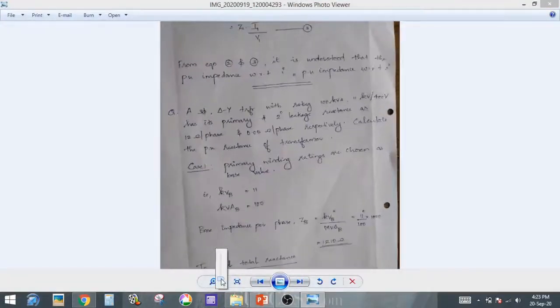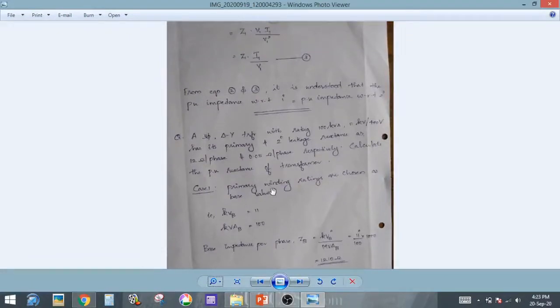After simplifying, we will get the expression Z1 I1 by V1. That is, we have derived earlier from equation 2, the per unit impedance referred to the primary side is Z1 I1 by V1, and here the per unit impedance referred to the secondary side will also have the same expression, Z1 I1 by V1. And from this derivation it is understood that the per unit impedance with respect to the primary side is equal to the per unit impedance with respect to the secondary side.